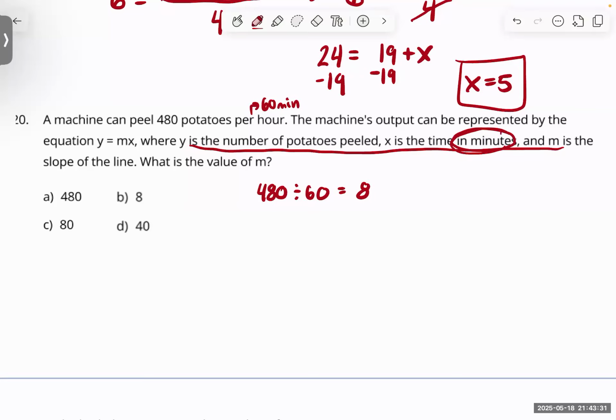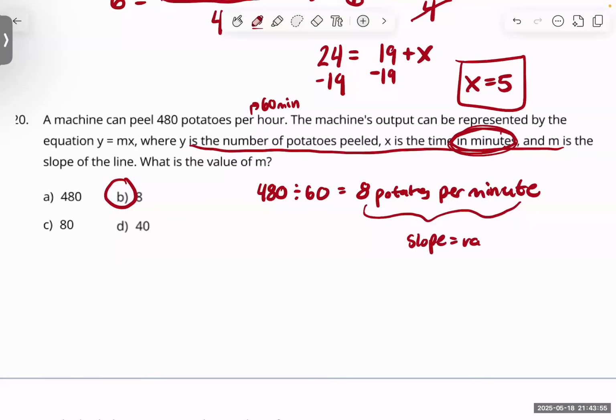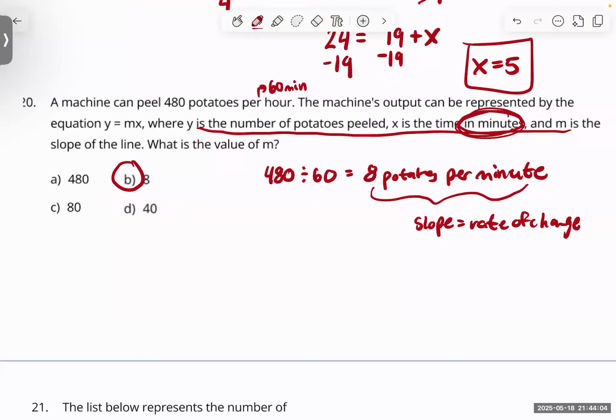Because we're dealing with minutes and not hours, it's going to be 8. That is the value of M, because that's quite literally saying how many potatoes can you peel per minute? And it's 8 potatoes per minute. That is quite literally what slope is, because slope, again, is rate of change. So the rate is 8 potatoes per minute. That's why it's 8B, not 480.